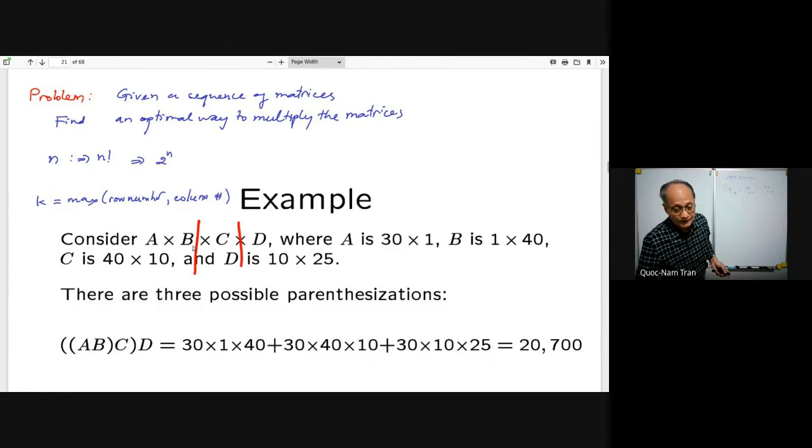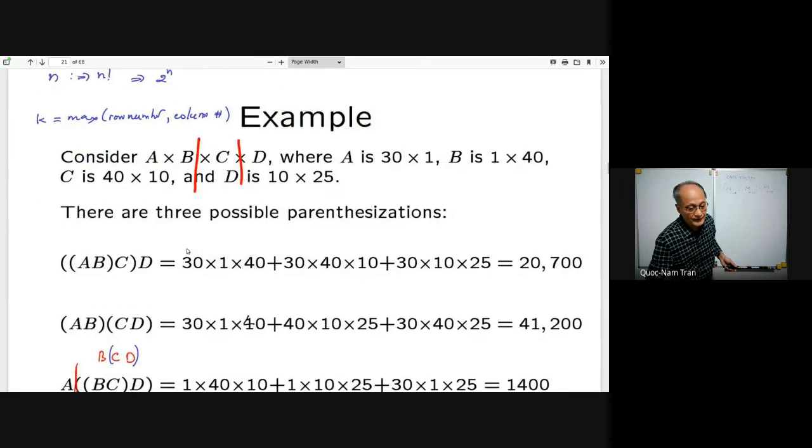Okay, all right. So another example here: if we have 4 matrices, A, B, C, and D, where the number of rows and columns are on the shared document. If we multiply, in this situation we have a few more possibilities. First, we can multiply A with B first, and then multiply with C, and then multiply with D. The total number of multiplications of elements is 20,700.